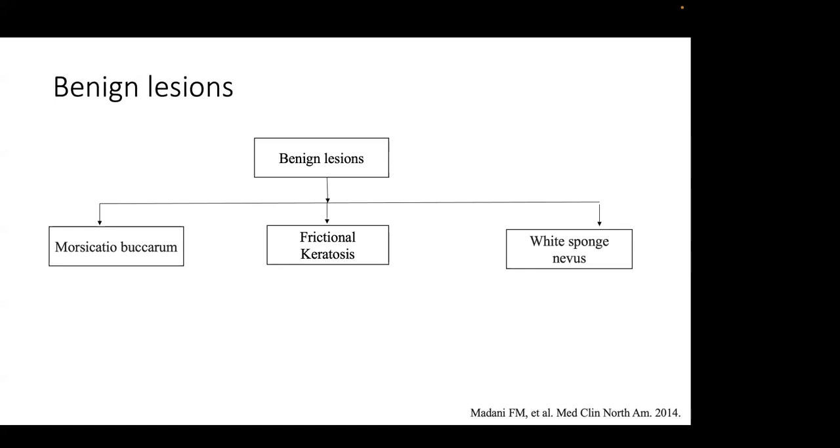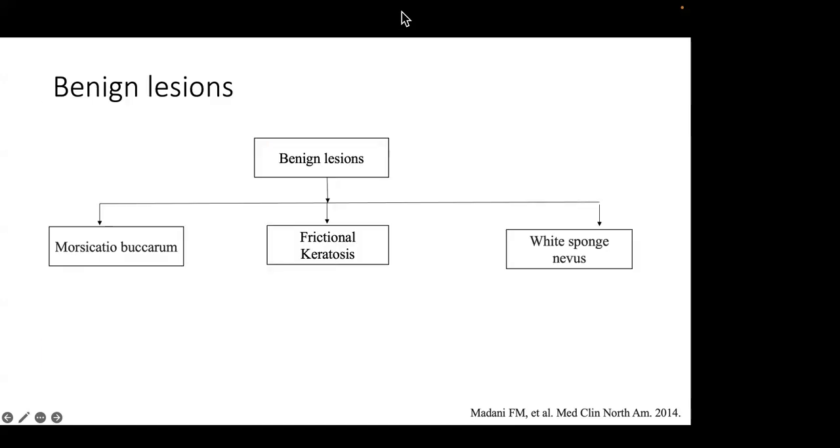In the third condition, you can see white sponge nevus, wherein again these will be whitish appearing nodular structures, which can be seen over the buccal mucosa. These have rarely been implicated with the potential of being malignant. White sponge nevus is a rare autosomal dominant disorder, which is present during childhood.